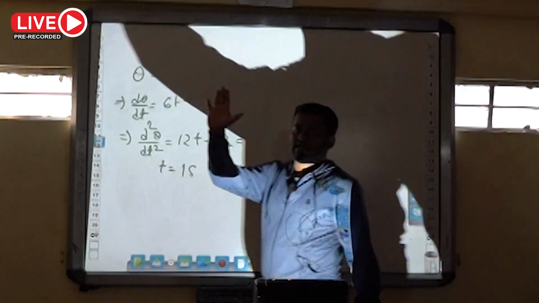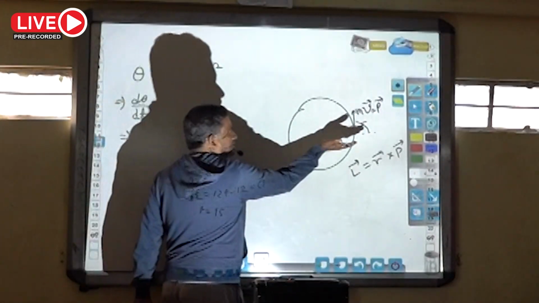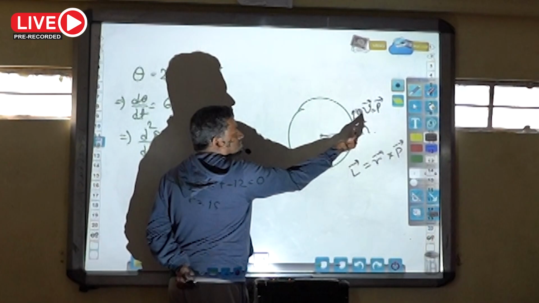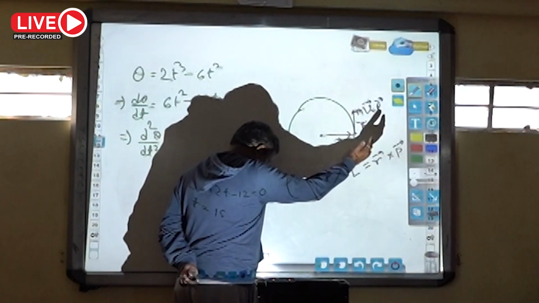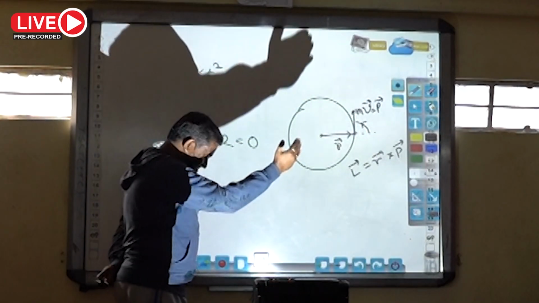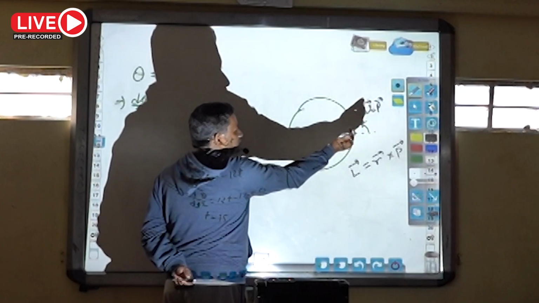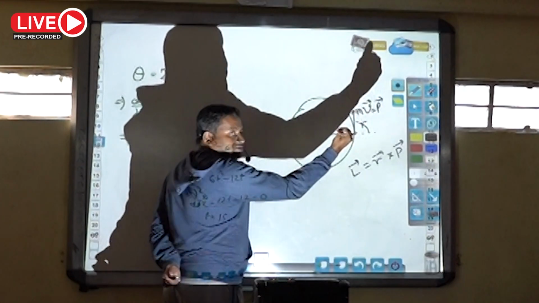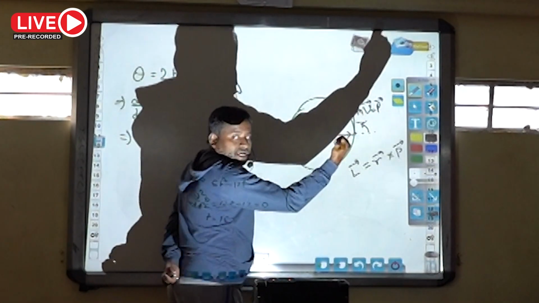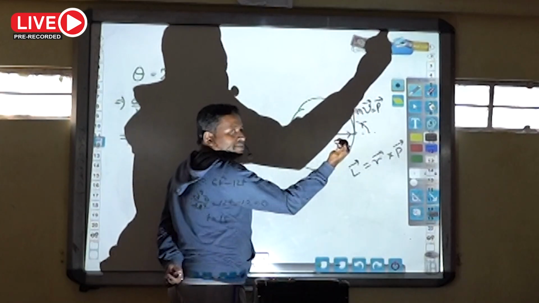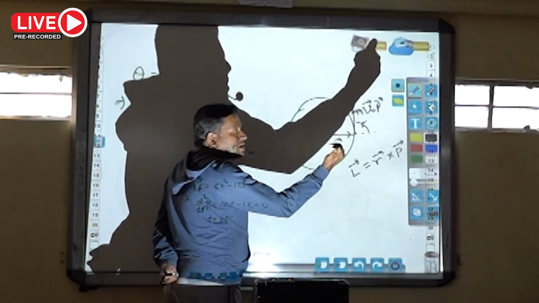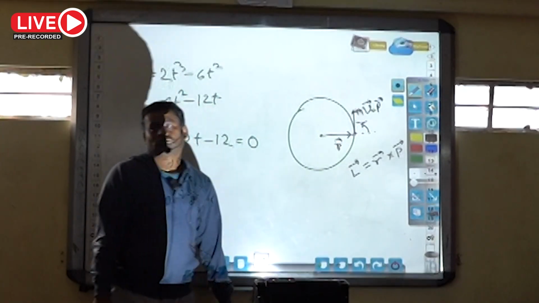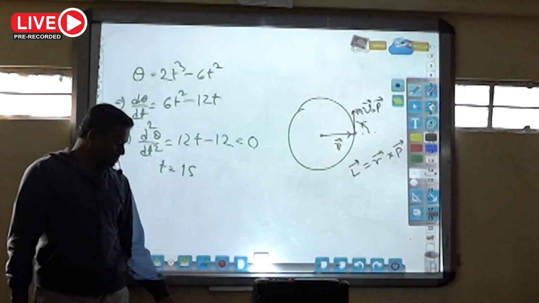Put your hand along the direction of r, then rotate towards the direction of p. Which direction is it showing? Coming out of the board. Out of the board means perpendicular to the plane of the circle. So option A is correct. Truly it is coming out of the board.